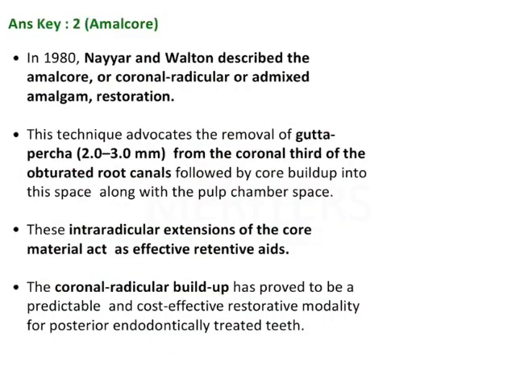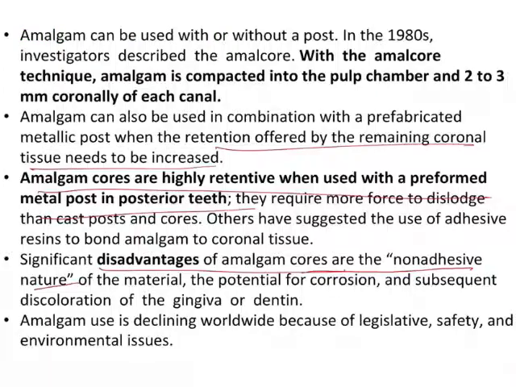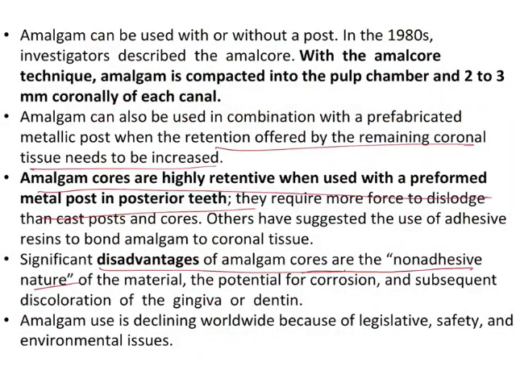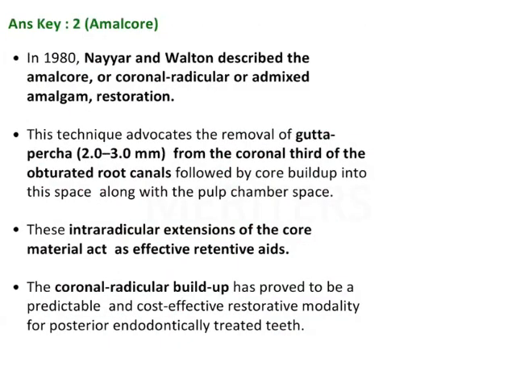Now see, Nair and Walton describe the amalgam coronal radicular or advanced amalgam restoration, and Gutta-percha from the coronal third we remove, and then core buildup in this phase is done. Intra-radicular extension of the core material acts as an effective retentive aid. Coronal radicular buildup has proved to be a predictable and cost-effective restorative modality. Okay, so see here, Gutta-percha is there, but then here the amalgam is there. Amalgam core is made, and that is what amalgam is, compacted and mixed amalgam.